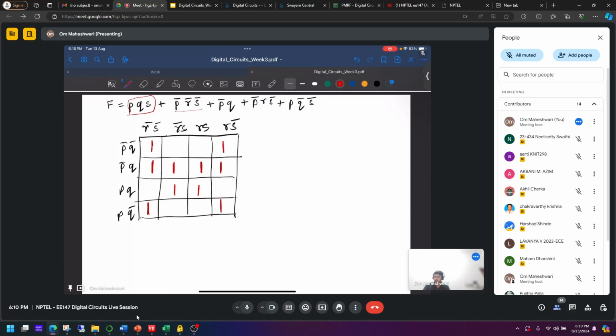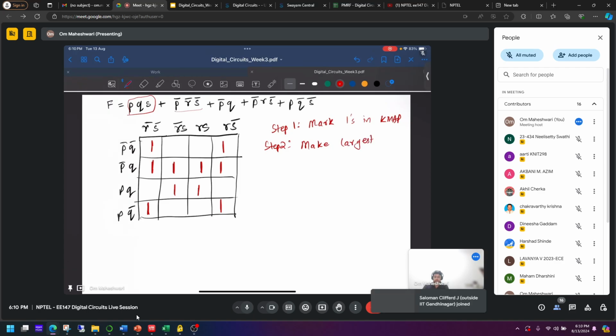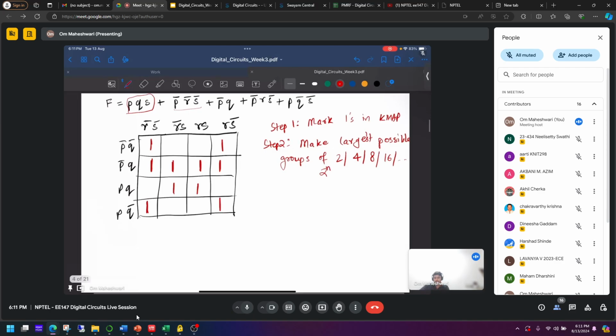Now what you have to do, so this was the first step. Step 1, mark ones in the K-map. Step 2, make the largest possible groups of 2, 4, 8, 16, and so on. Groups of 2 to the power n. Okay, so let us make some groups then.